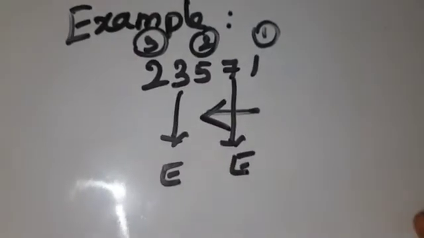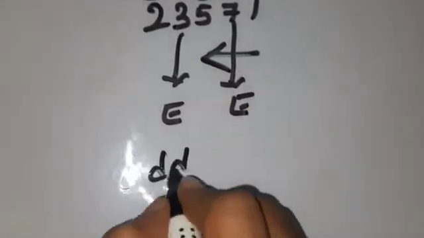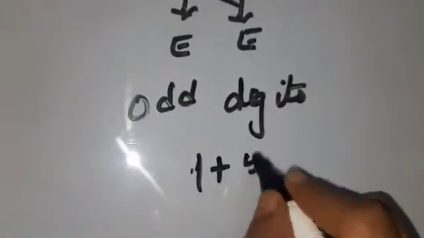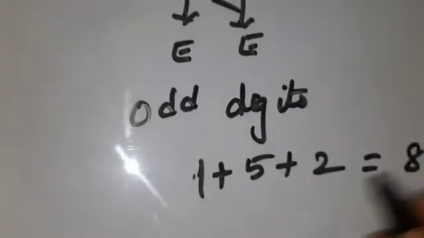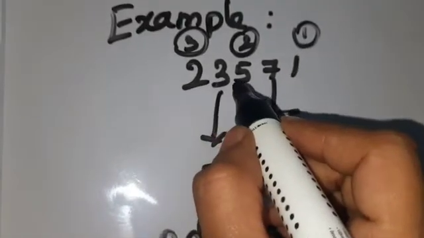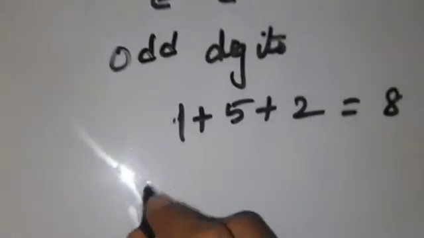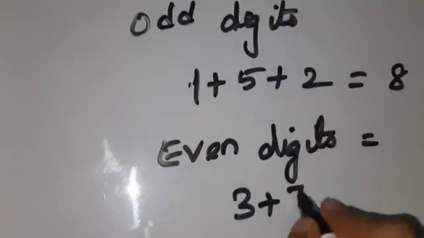The next step is we have to find the sum of odd digits, which is 1 plus 5 plus 2, which is equal to 8. Then we have to sum the even digits in the given number. Even digits are 3 plus 7, which is equal to 10.